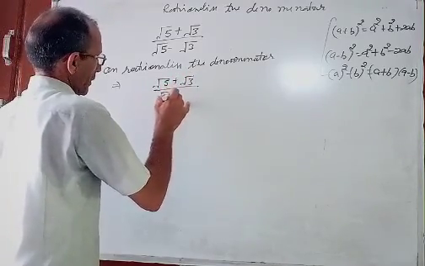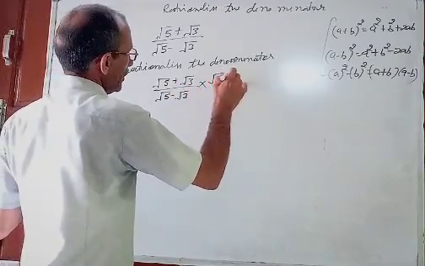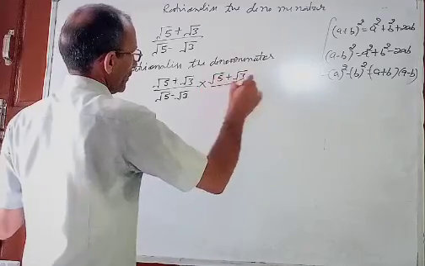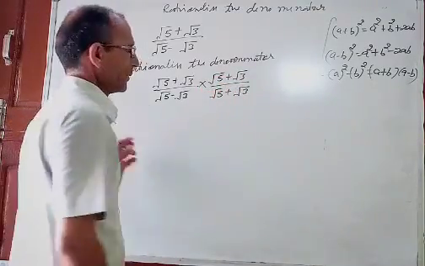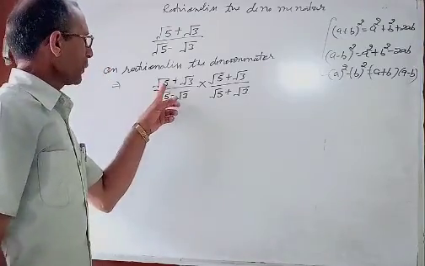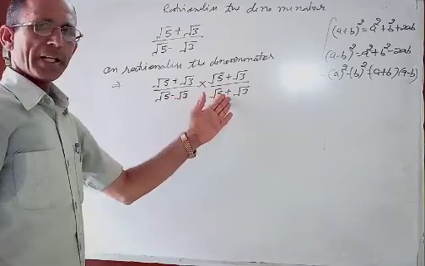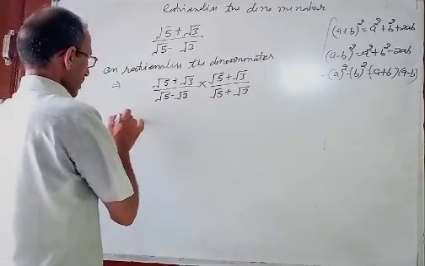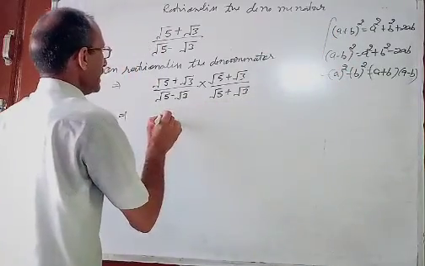So root 5 plus root 3 over root 5 minus root 3. We multiply root 5 plus root 3 with root 5 plus root 3. The denominator is a minus b, a plus b, and the numerator is a plus b, a plus b. It means this identity will be applied.